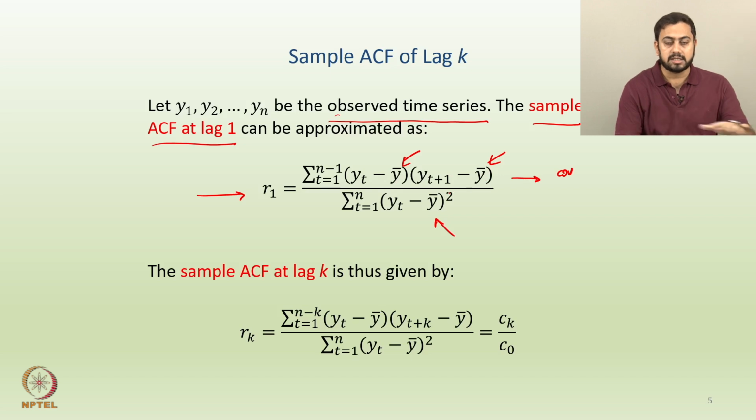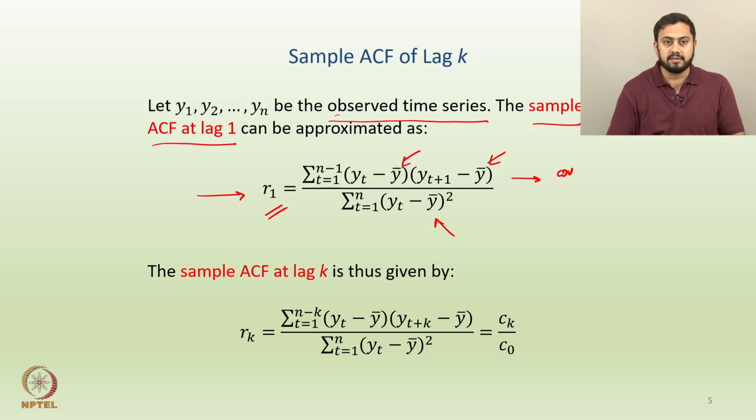So, the mean is constant throughout any lag, and we can also assume that the variances are constant. So, in the denominator, if you take the square root of the variance of yt and the variance of yt plus 1, since both the variances are the same, we can write it like that. Make sense? So, this is the classical formula of a sample ACF at lag 1.